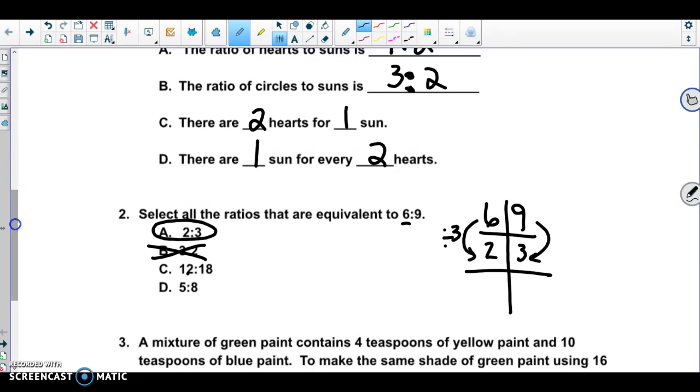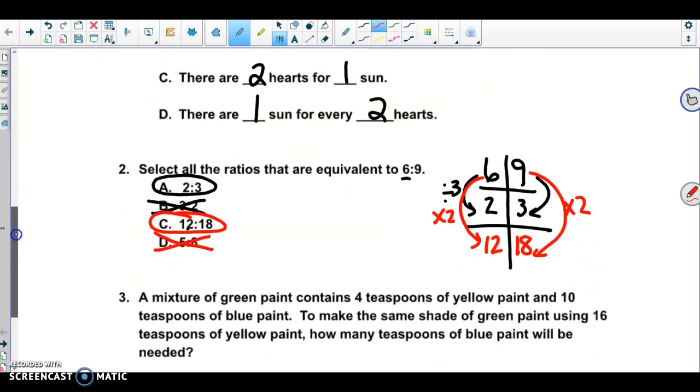To get to 12, so if I look at C, I could multiply by 2, and if I multiply by 2, I get 12. And then I'd have to do the same thing over here, multiply by 2. Well, 2 times 9 is 18. So 12 to 18, yes, that gives us one as well. The 5 to 8, the only way we could get to 5 from 6 would be to subtract 1, but we never add or subtract. So I know that D is not a possibility. So my answer to this one would be A and C. Number 3.